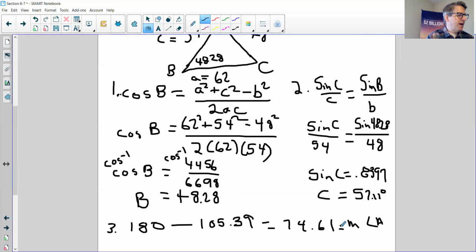And that's example 6, section 8.7 notes. That concludes the lesson for 8.7, Law of Cosines.